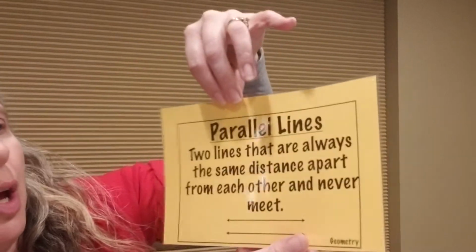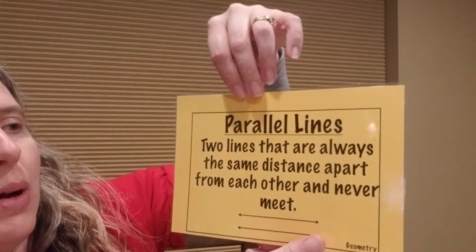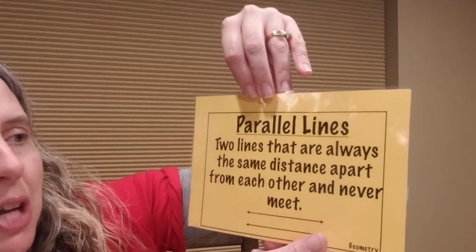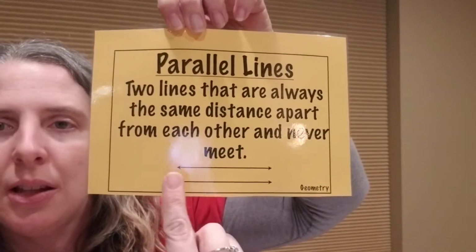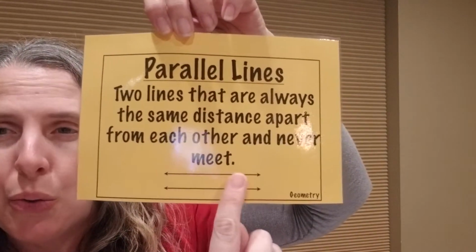All right, we're gonna look at parallel lines. Parallel lines are two lines that are always the same distance apart from each other and never meet. So they look like this. It looks almost like a road or a track.